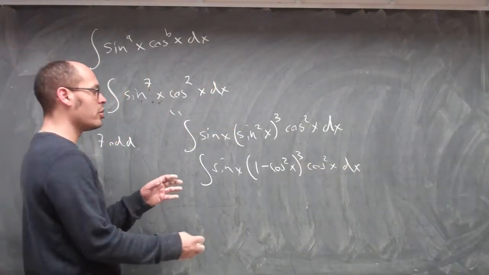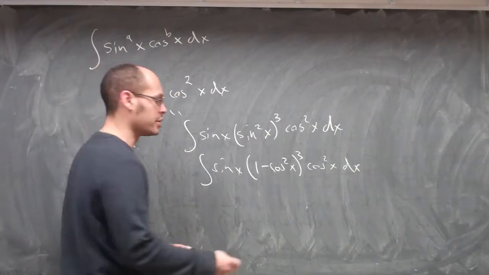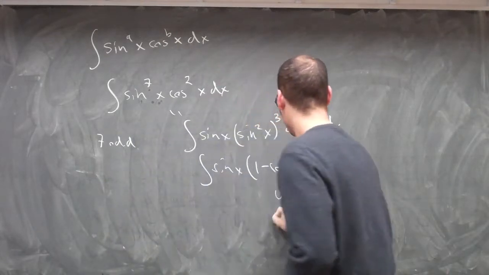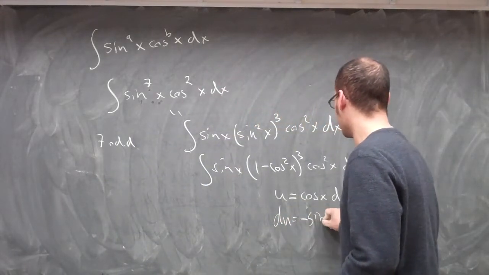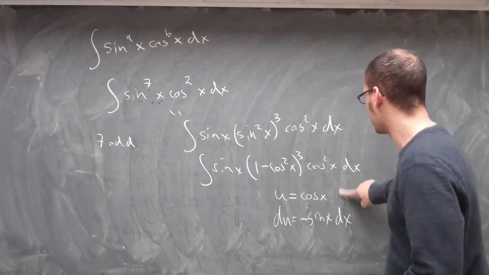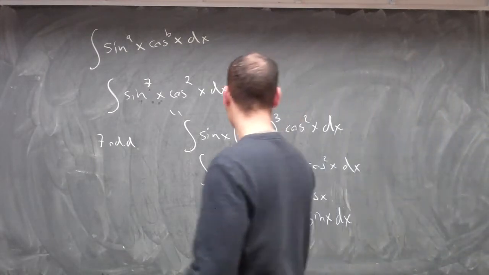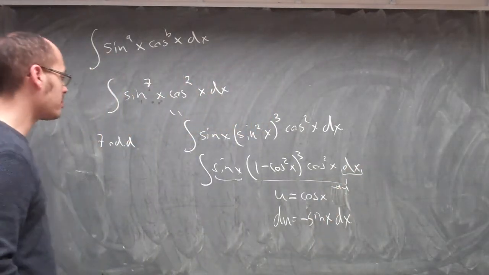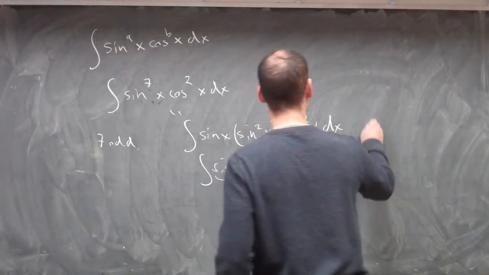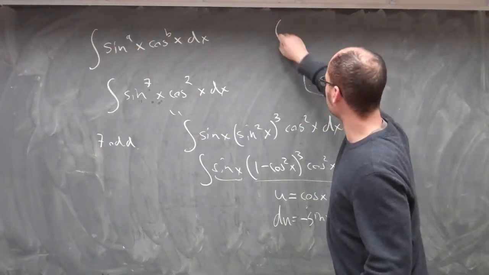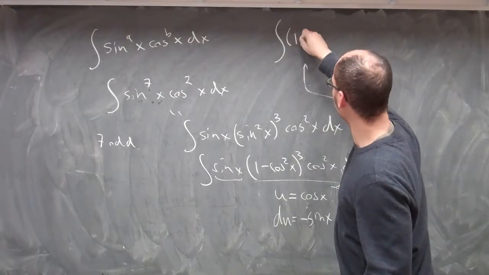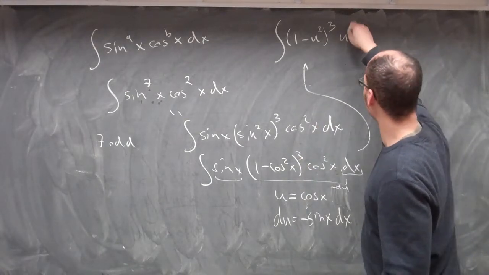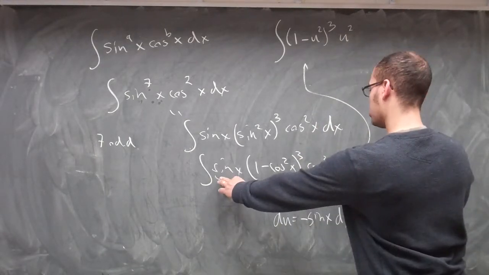And having done this, we're in a great position to just do a u substitution. We'll make u be the cosine, and the du is going to be minus the sine. I shouldn't have that dx there. So this part is minus my du. If I put that stuff together, what I have is the integral of 1 minus u squared, cubed, times u squared, times this part, which is minus du.